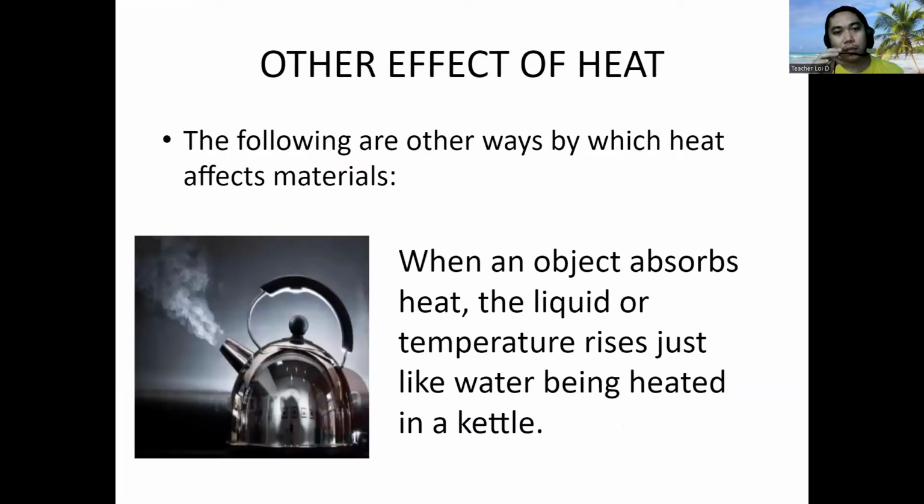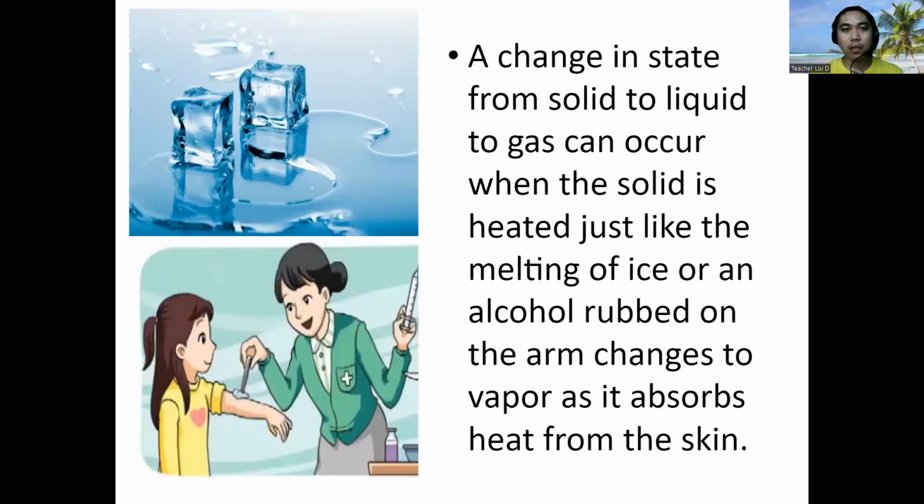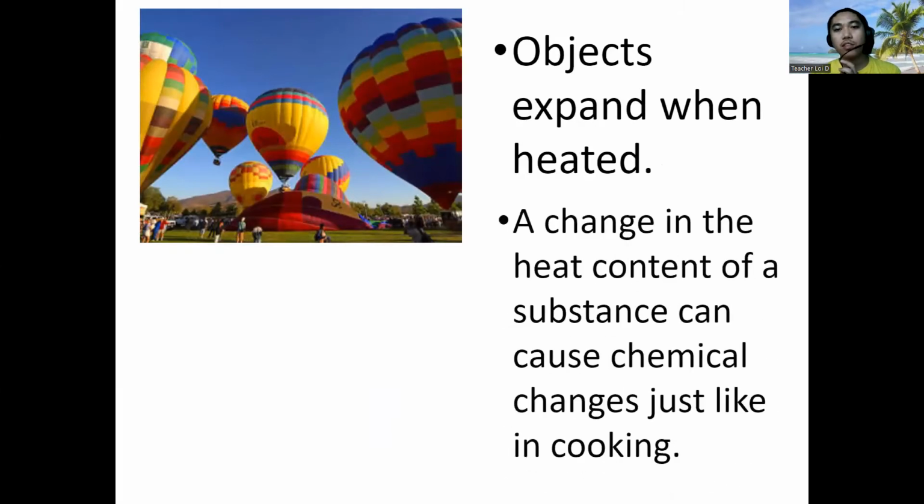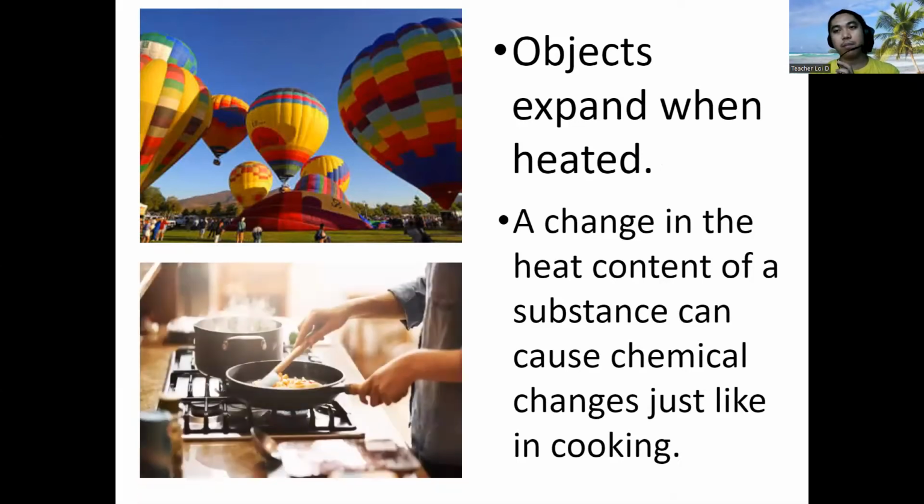So other effects of heat. The following are other ways by which heat affects materials. When an object absorbs heat, its temperature rises, just like water being heated in a kettle. A change in state from solid to liquid to gas can occur when the solid is heated, just like the melting of ice, or alcohol rubbed on the arm changes to vapor as it absorbs heat from the skin. Okay, objects expand when heated. A change in the heat content of a substance can cause chemical changes, just like in cooking.